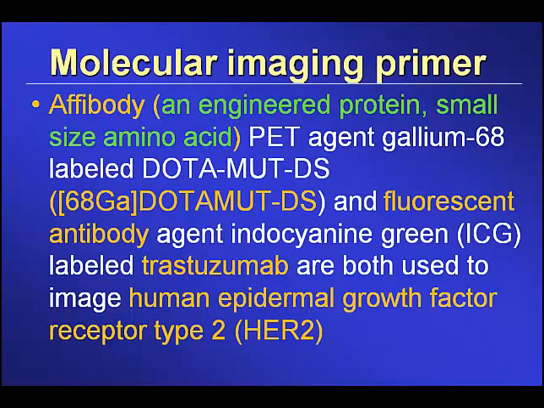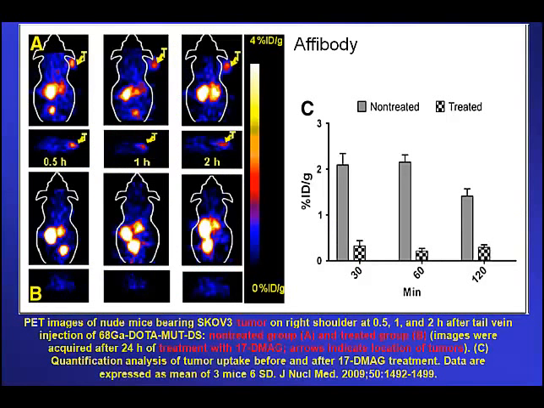Also, we have another target for molecular imaging called antibody. An antibody is an engineered protein of small size. We can tag it with a beta agent such as gallium-68, or with a fluorescent antibody, and it will image some receptors in cancer, such as human epidermal growth factor receptor type 2. These are a few examples of molecular imaging agents, and all of these conclude the development of novel imaging agents in molecular imaging.